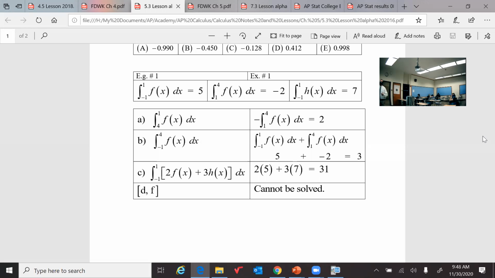Then from 1 to 4, the height times the width is a -2. So you're going to go from 1 over to 4. This area is a -2. So it has a width of 3. So it has the height of -2/3. And that's a -2.